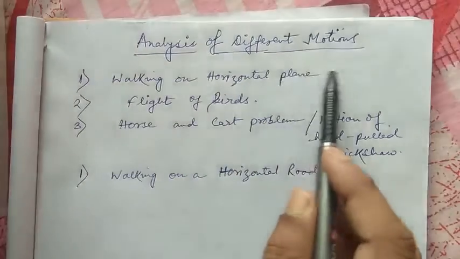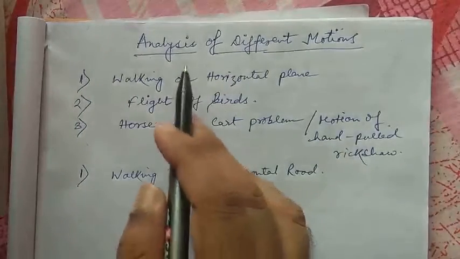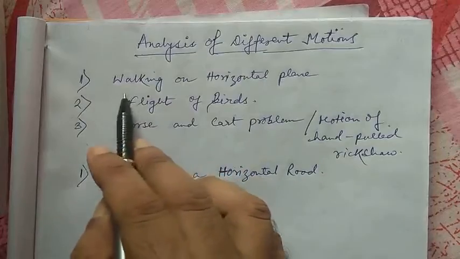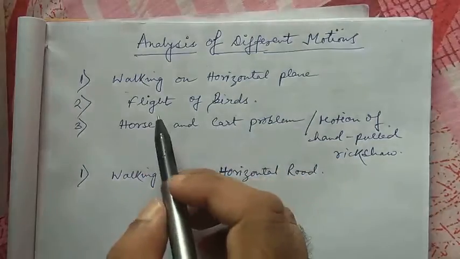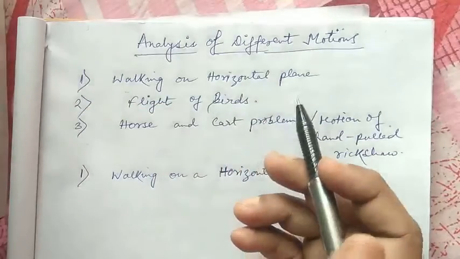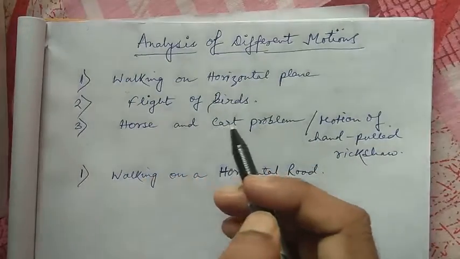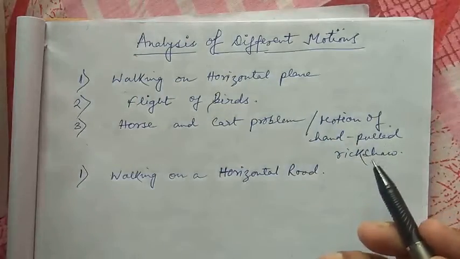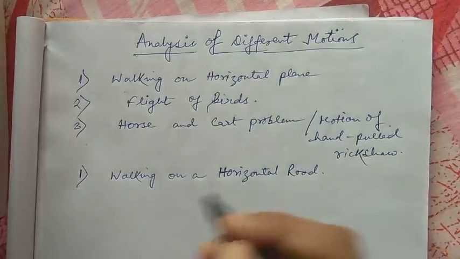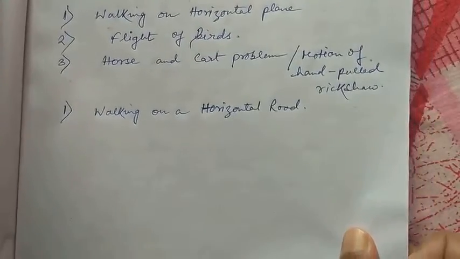Analysis of different motions. We discuss 3 topics. First is the walking of a man on a horizontal plane. Second is the flight of birds. How do birds fly? Third is the horse and cart problem. Similar is the case for the motion of a hand-pulled rickshaw. So we first discuss walking on a horizontal road.